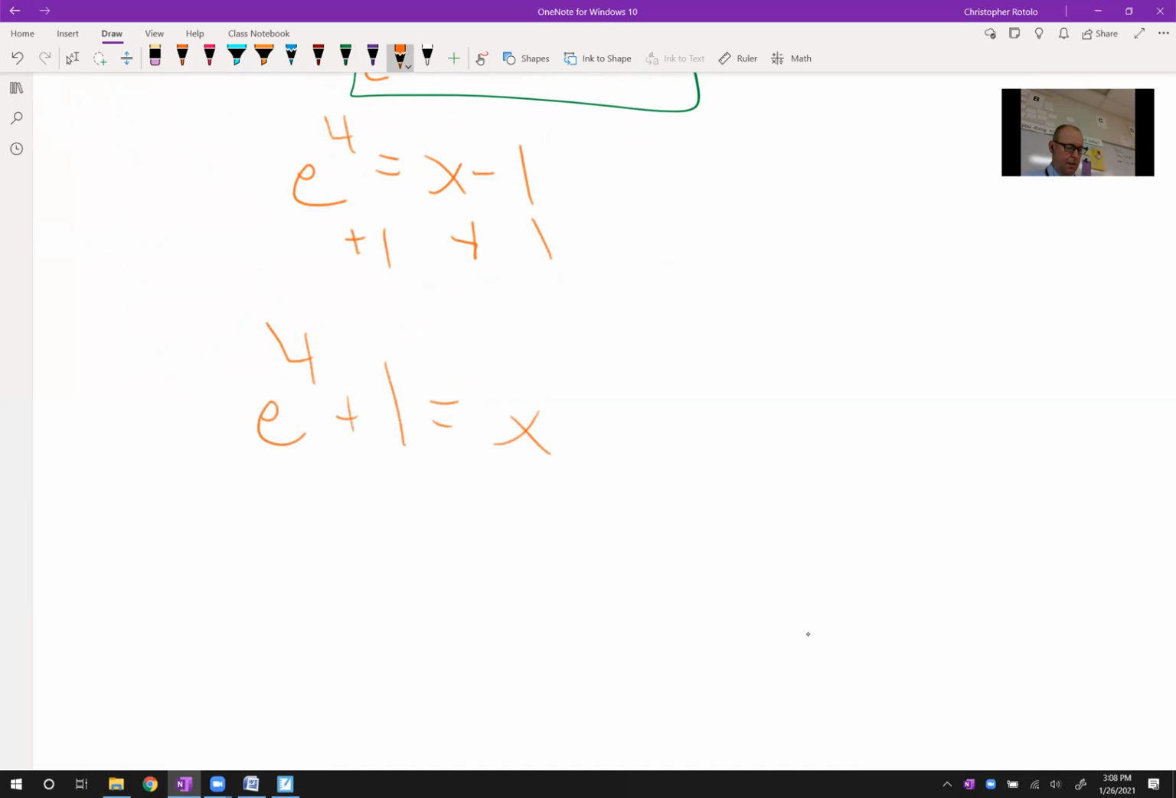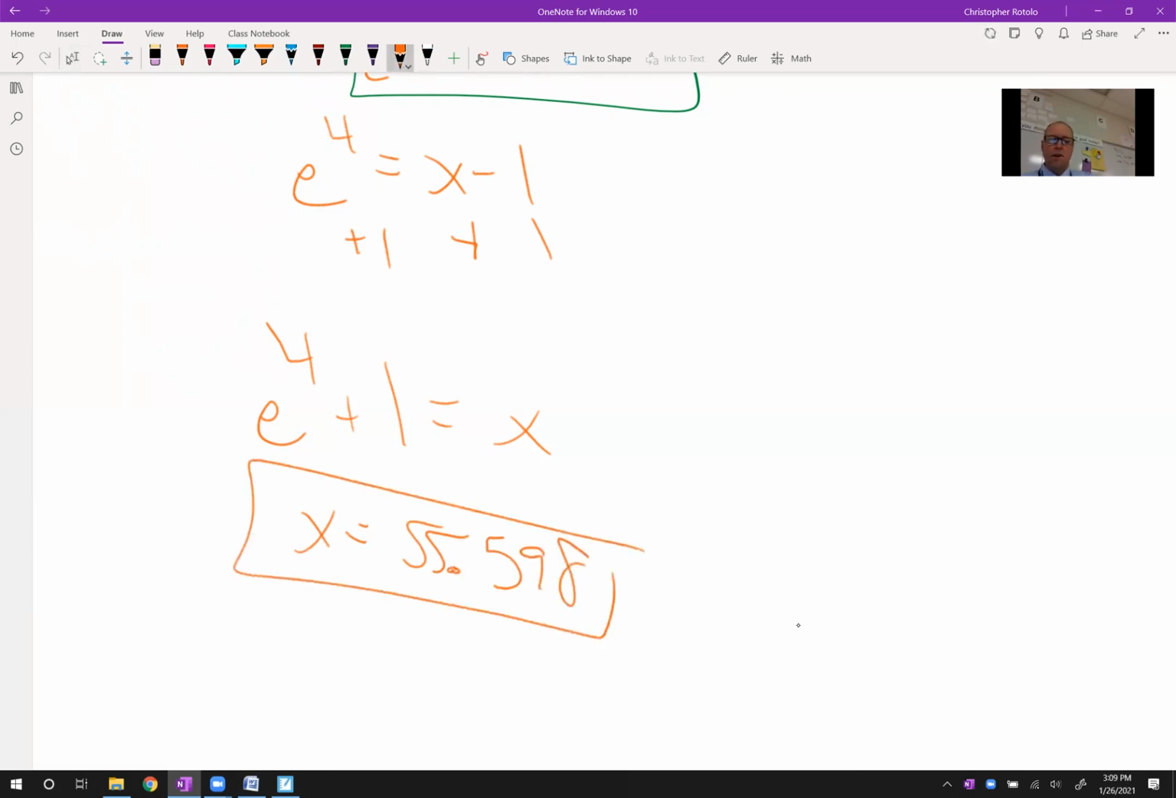And let me grab it here. The e to the 4th. And so final answer, we got x equals 55.598. It's a 1 after that, so we're in good shape there. All right, so if we got that to work, that'll work as well.